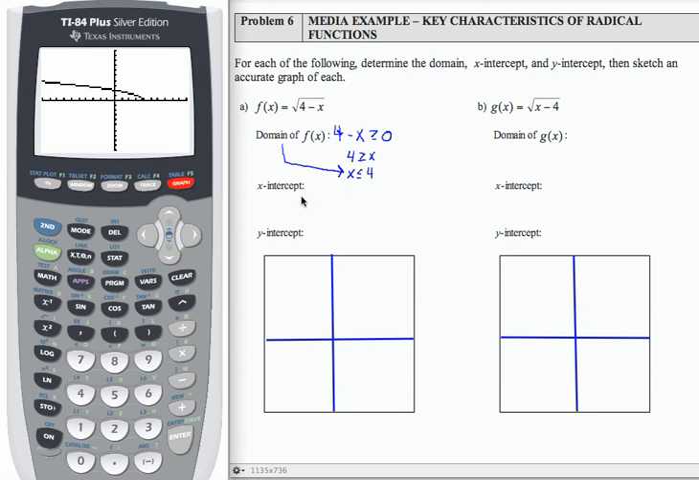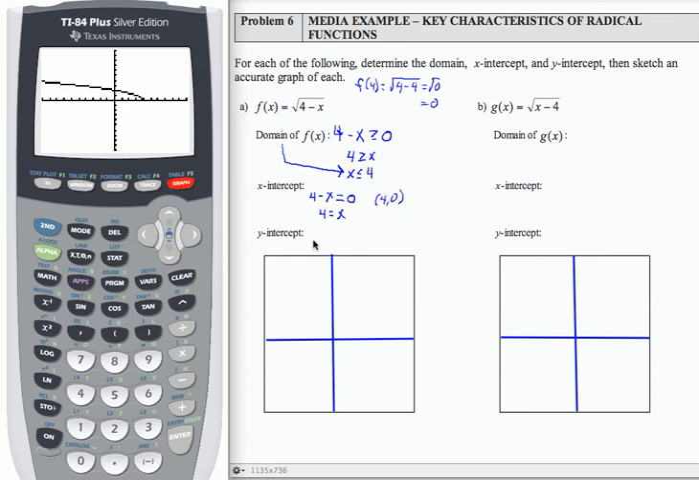To find the x-intercept, I'm going to set essentially the square root of 4 minus x to 0. But because it's 0 that I want as an output, I can just put what's under the radical to 0. And let's see why. Again, to solve this, I add x to both sides, and I get that x equals 4. So if I check that, I'm going to evaluate f of 4. So I have the square root of 4 minus 4, which is the square root of 0, which is 0. So I don't need to include the square root here. All I need to know is when 4 minus x is 0, because the square root of 0 is 0. So I'm okay here. Therefore, my x-intercept is 4, 0.